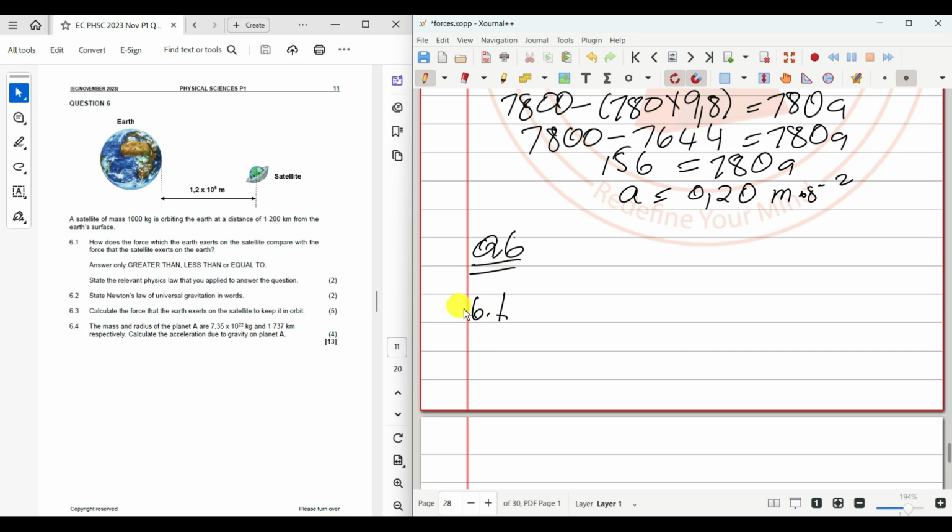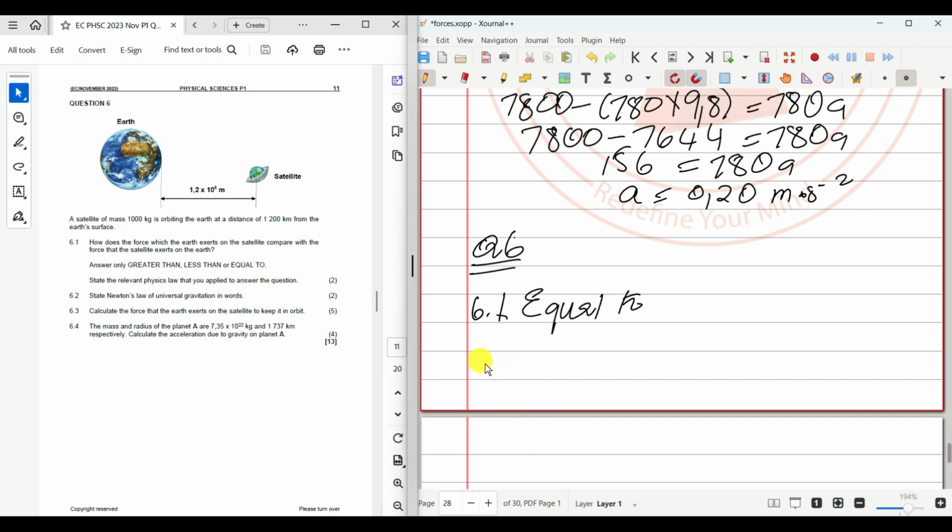A satellite of mass 100 kilograms is orbiting the Earth at a distance of 1,200 kilometers from the Earth's surface. How does the force which the Earth exerts on the satellite compare with the force that the satellite exerts on the Earth? They are equal. So our answer is equal to. State the relevant physics law that you applied. This is Newton's third law of motion.